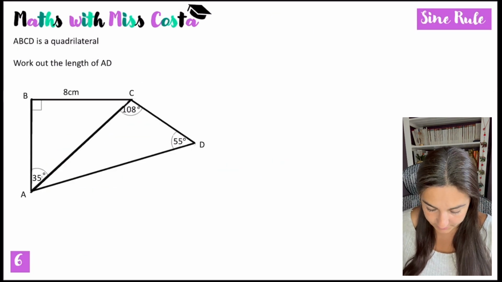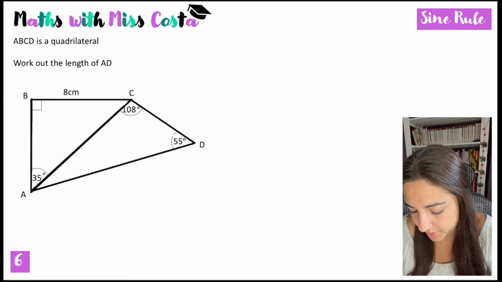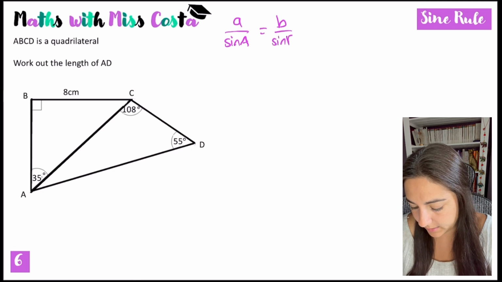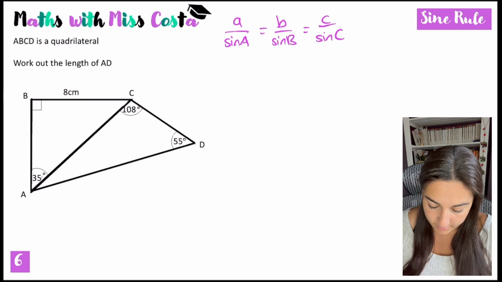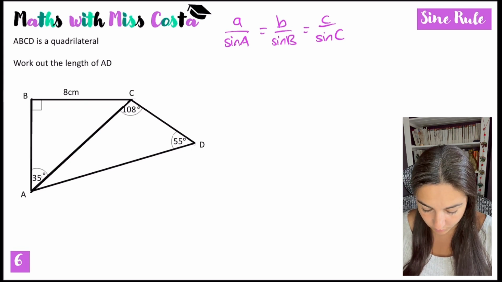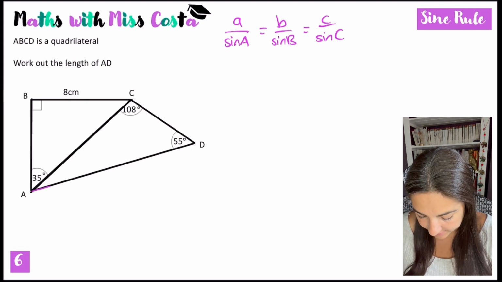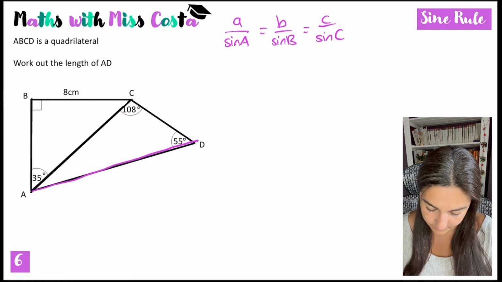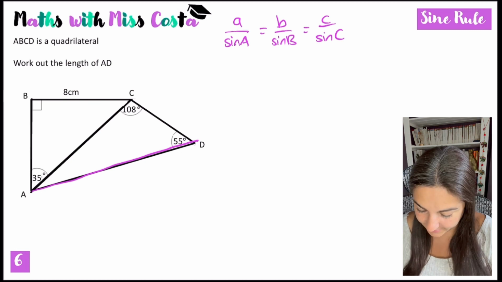Okay, next we've got the sine rule. So what is the sine rule? Well, a over sine A equals b over sine B equals c over sine C. You're given this in your formula sheet. So I know this is a quadrilateral and I want to work out the length of AD here. AD, so over here. Well, that's not very nice. We haven't been given much information. Okay, so what have I been given?